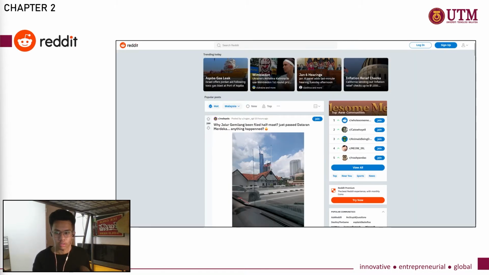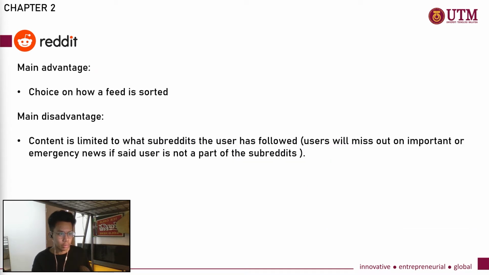So the first one is Reddit. This is what the main page looks like. The main advantage is that it gives a user a choice on how the feed is sorted. However, the main disadvantage is the content is limited to what subreddits the user has followed.